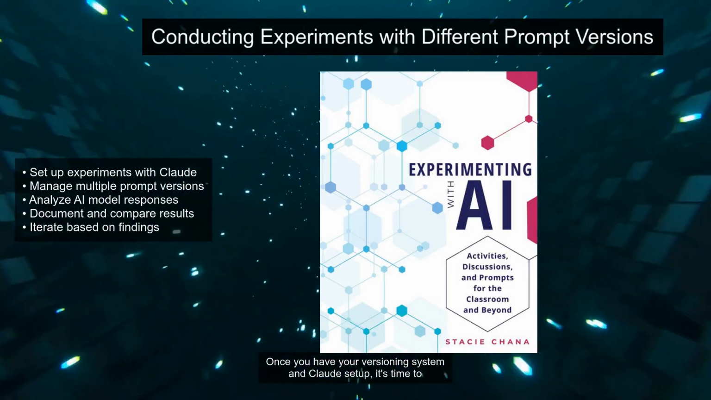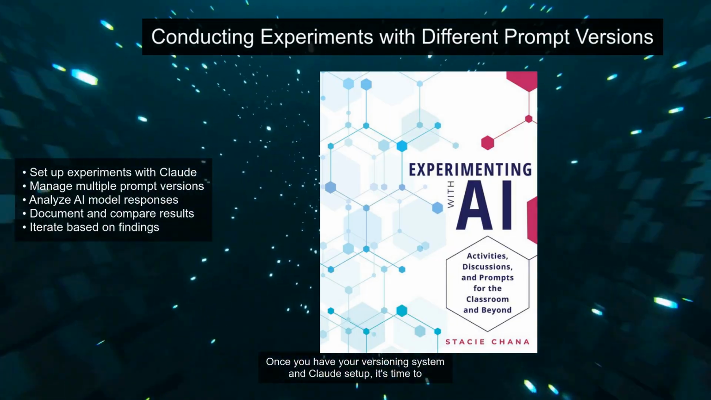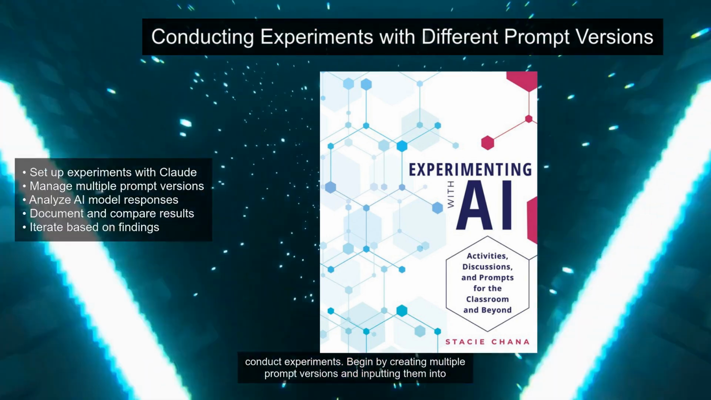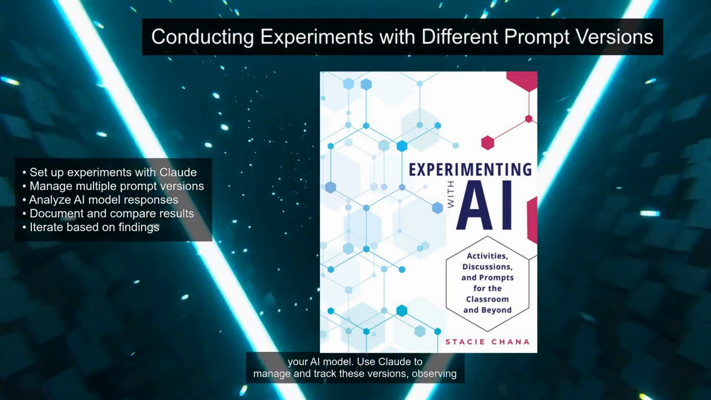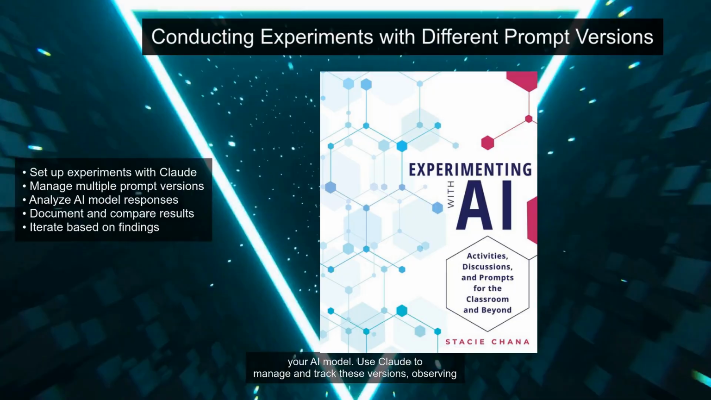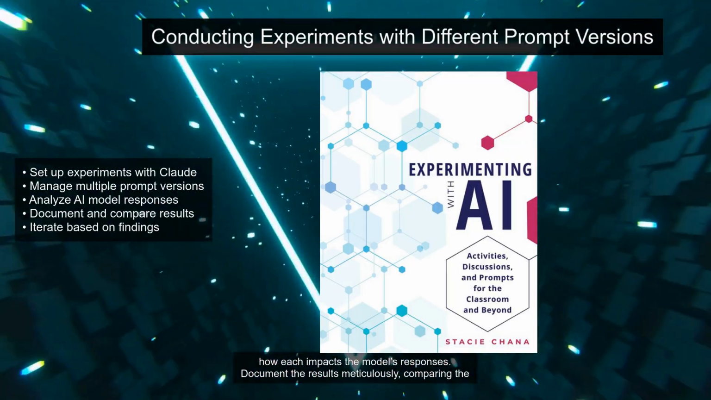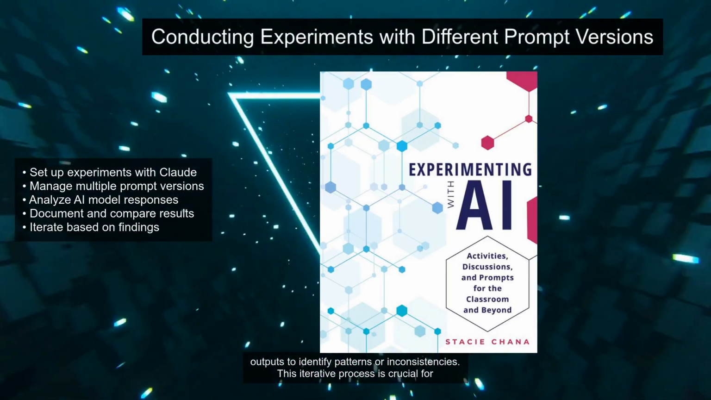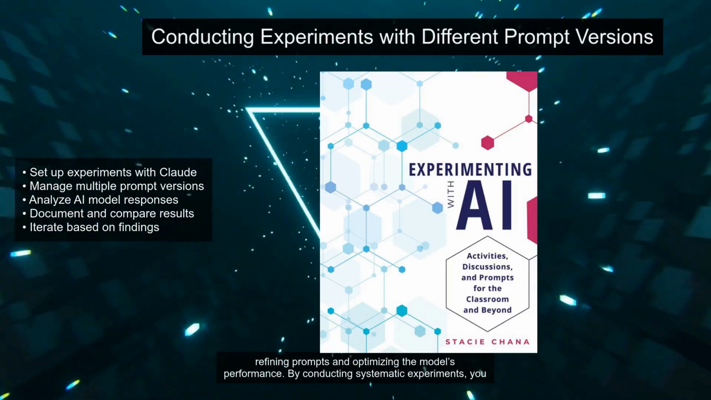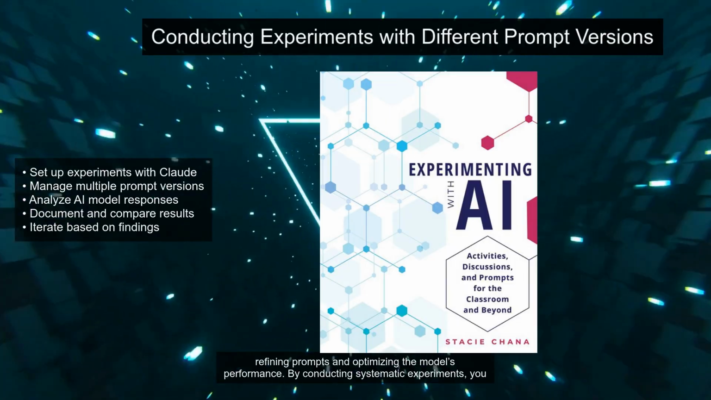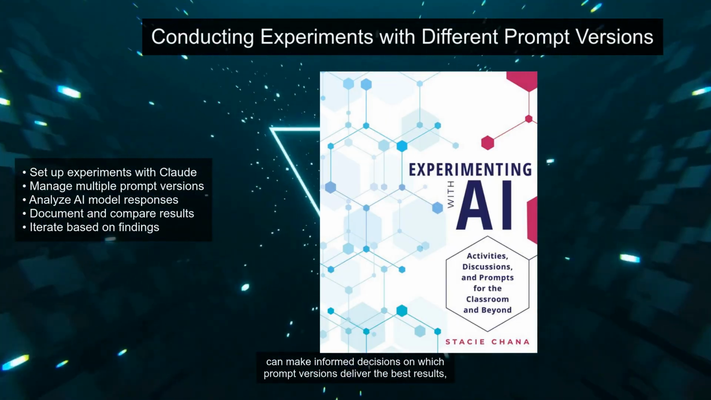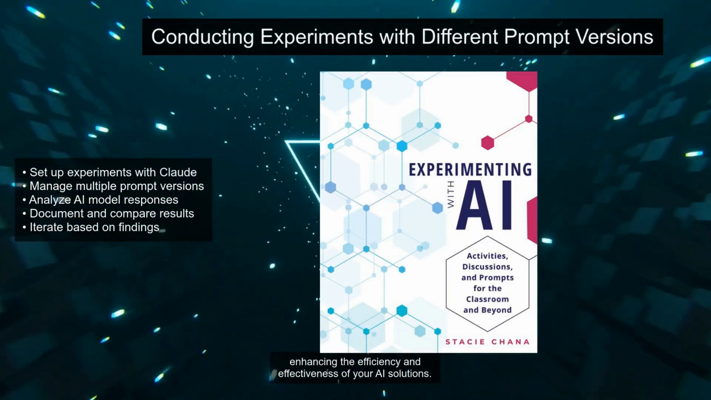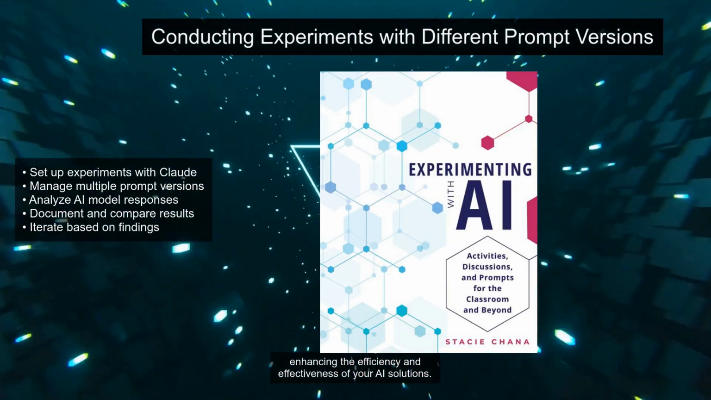Once you have your versioning system and Claude set up, it's time to conduct experiments. Begin by creating multiple prompt versions and inputting them into your AI model. Use Claude to manage and track these versions, observing how each impacts the model's responses. Document the results meticulously, comparing the outputs to identify patterns or inconsistencies. This iterative process is crucial for refining prompts and optimizing the model's performance. By conducting systematic experiments, you can make informed decisions on which prompt versions deliver the best results, enhancing the efficiency and effectiveness of your AI solutions.